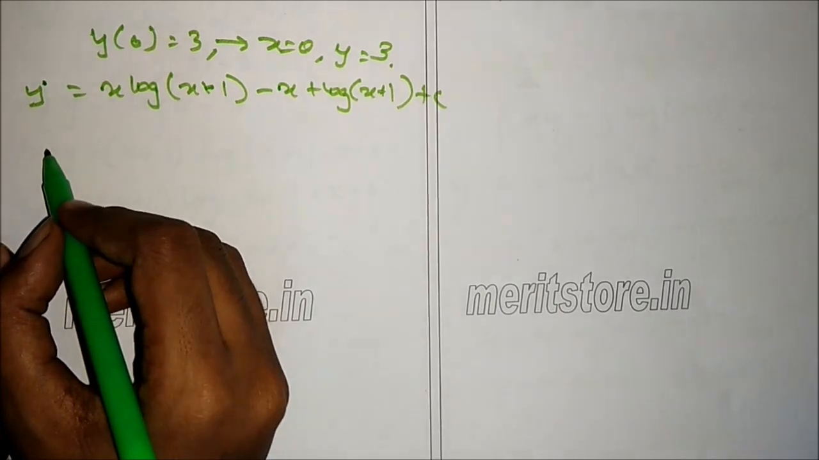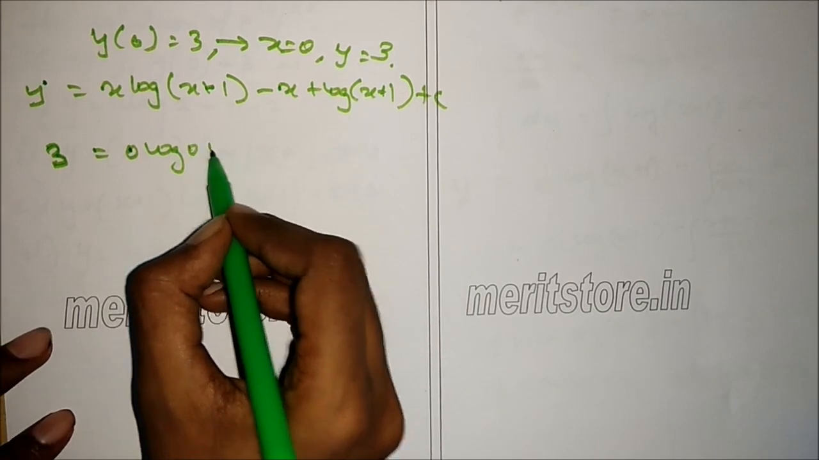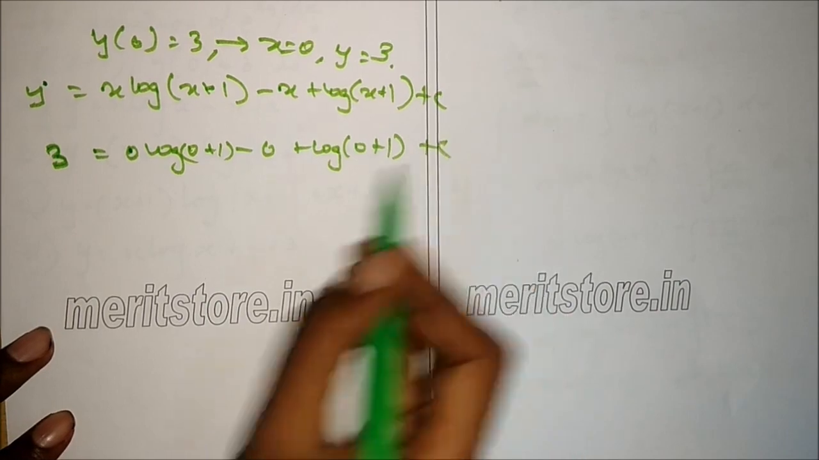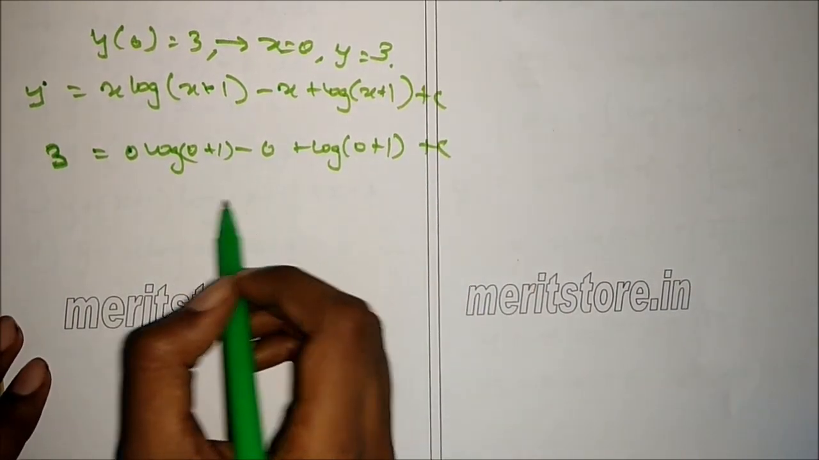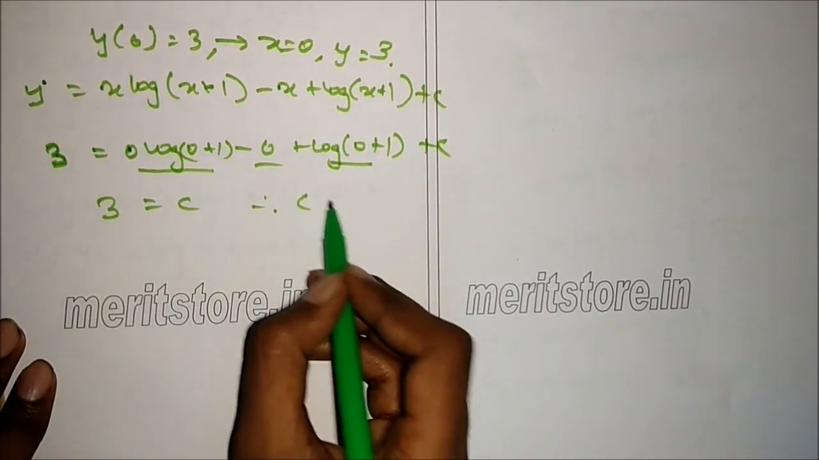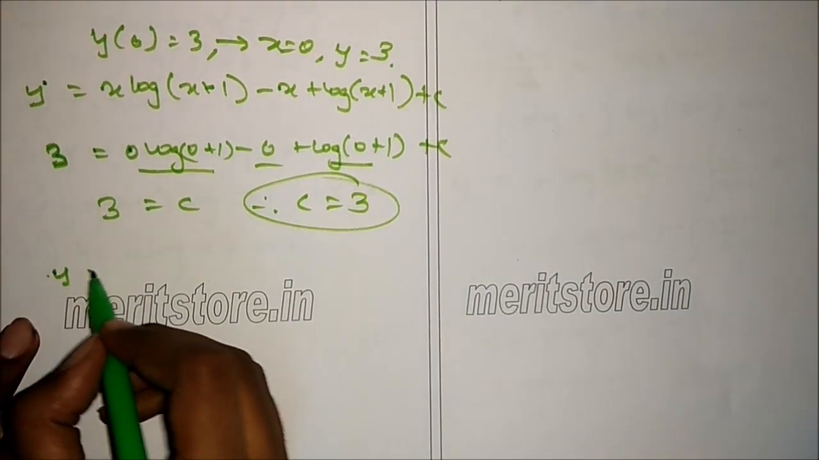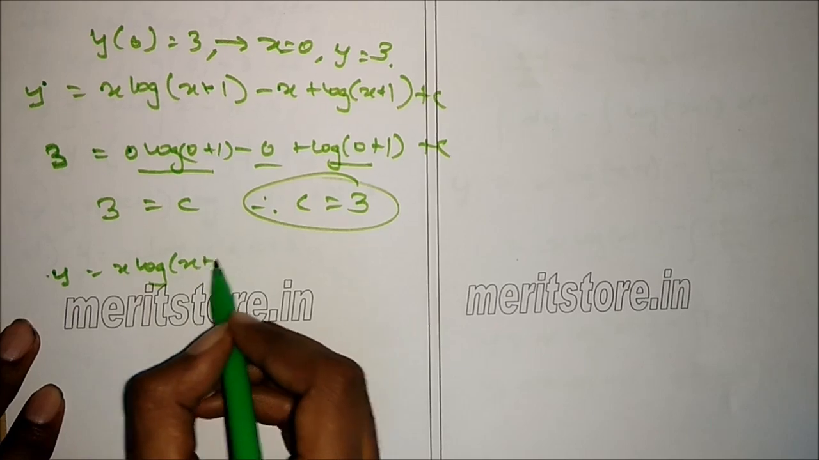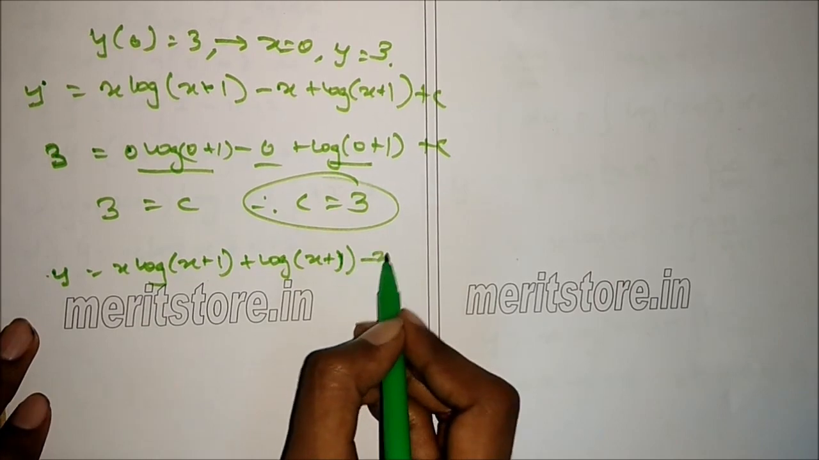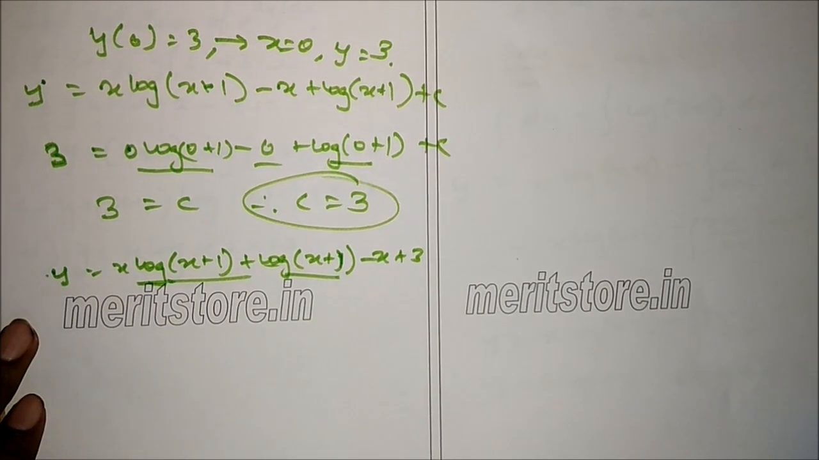We substitute these values, this will be 3 equals 0 log of 0 plus 1 minus 0 plus log of 0 plus 1 plus c. So log 1 is 0, so everything will be 0, so 3 equals c, that is c will be 3. So we got the value of c, we substitute this, we'll get y equals x log x plus 1 plus log of x plus 1 minus x plus 3.